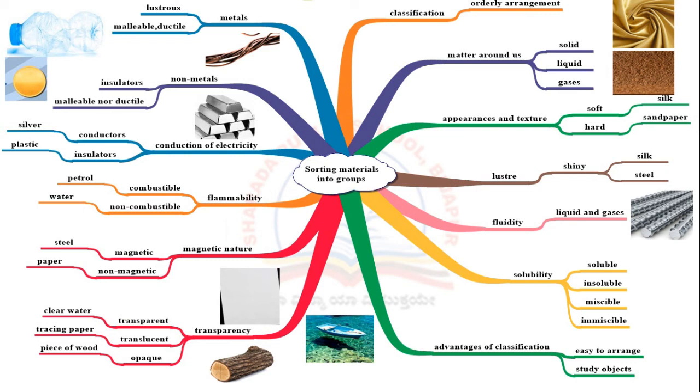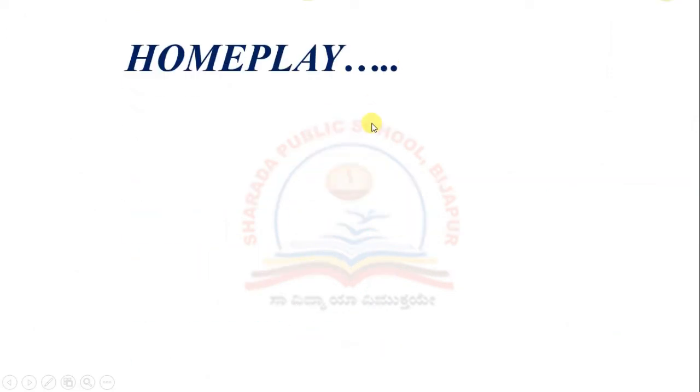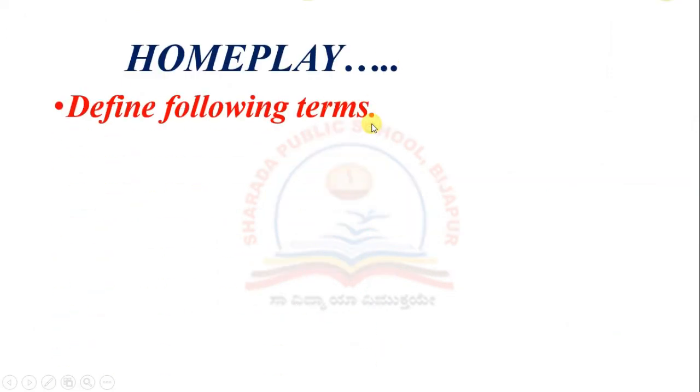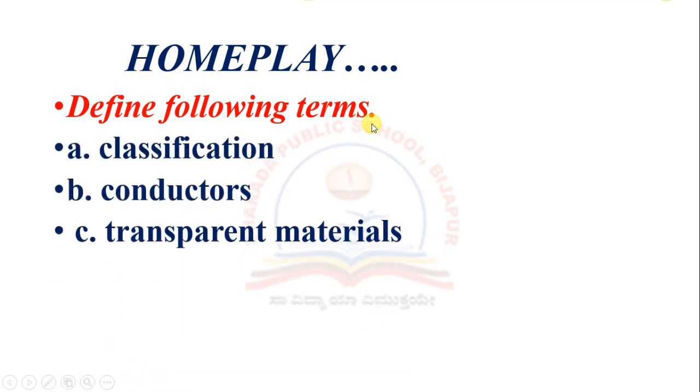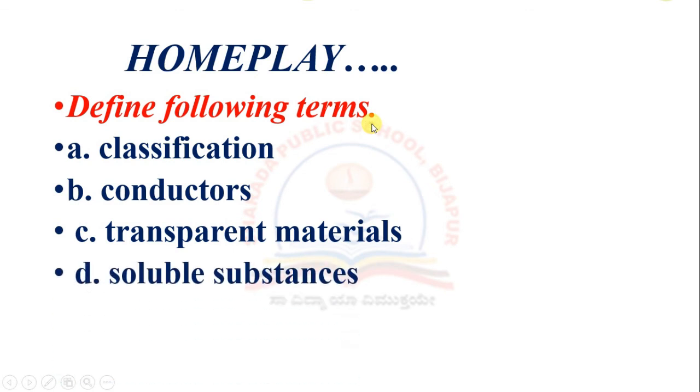Dear students, I think everybody has understood. Home play. Define the following terms: classification, conductors, transparent materials, soluble substances.